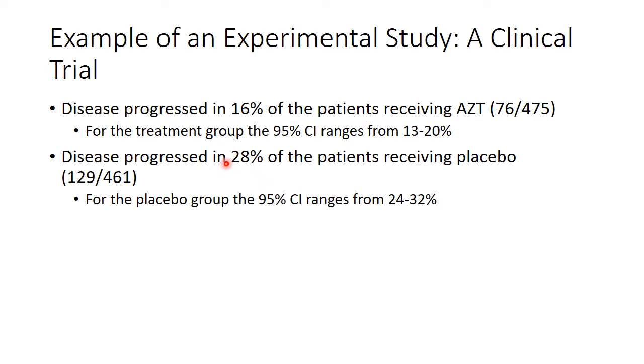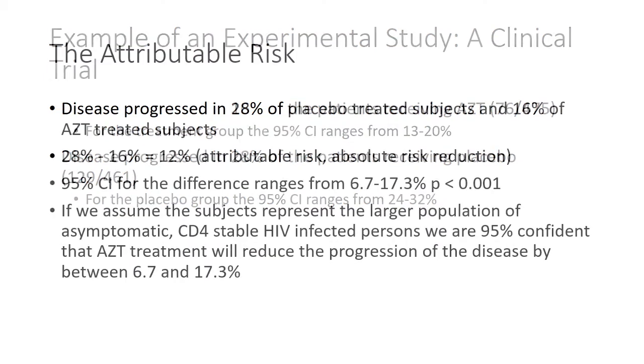And so they saw here it was 28% if they received no drug. And here the confidence interval ended up ranging from 24 to 32%. So again, if you were to apply this back to the whole population of HIV patients who are asymptomatic with high CD4 counts, you would expect with 95% certainty that anywhere between 24 to 32% of them would have disease progression, as defined by the researchers.